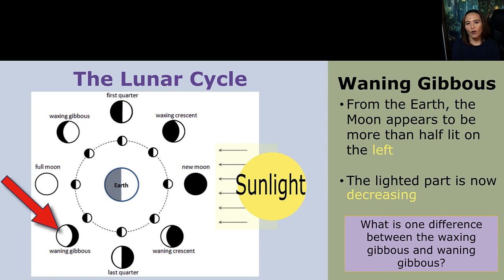Next up, we have waning gibbous. From the Earth, the moon appears to be more than half lit on the left-hand side. The lighted part is now decreasing. I want you to discuss the difference between the terms waxing and waning. Write your answer in the box.